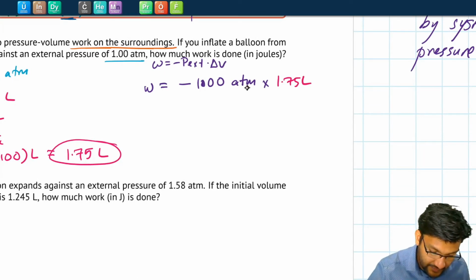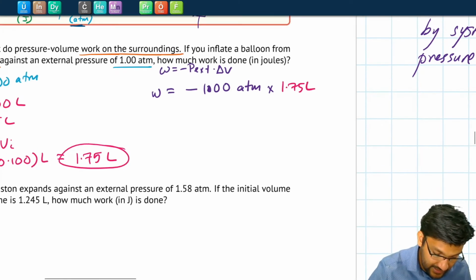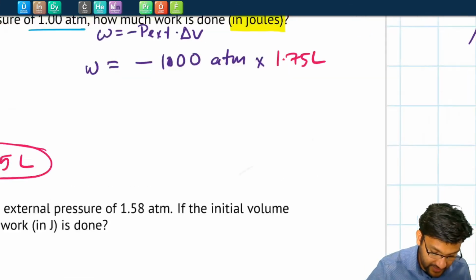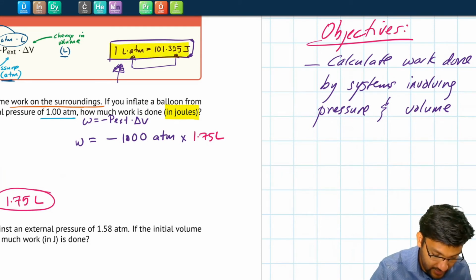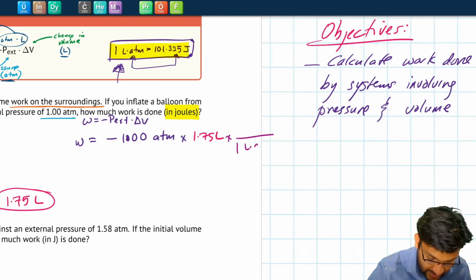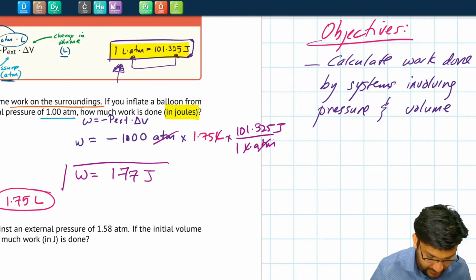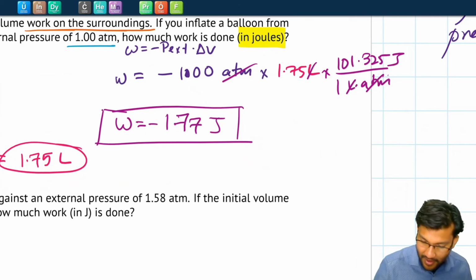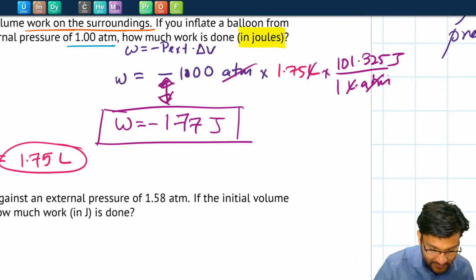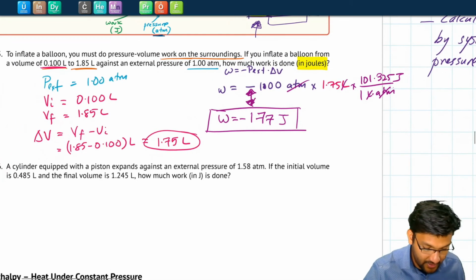Okay, so this will give us units of atmospheres times liters, but the question is asking us for the answer in joules, so we'll need to convert that to joules using this relationship right here. And so we'll do that by writing 1 liter times atmospheres is 101.325 joules. So liters cancel with liters, atmospheres cancel with atmospheres, and our answer is in joules. So our work done, you plug this into a calculator, and you'll get negative 177 joules, I think, if I plug this in correctly. Negative 1.77 times 10 squared. Always remember the negative sign is in front. I almost forgot the negative sign there. Okay, so that's how we calculate our work done on the environment by this balloon expanding.